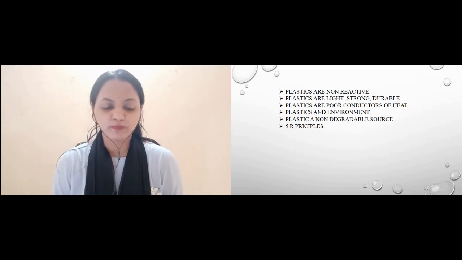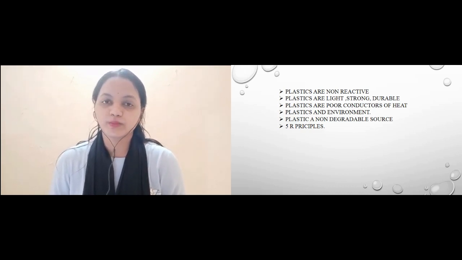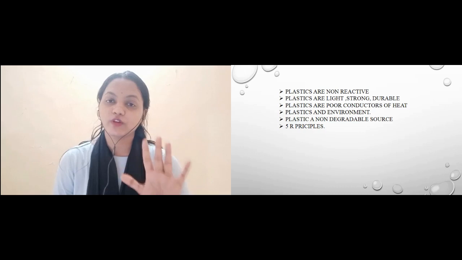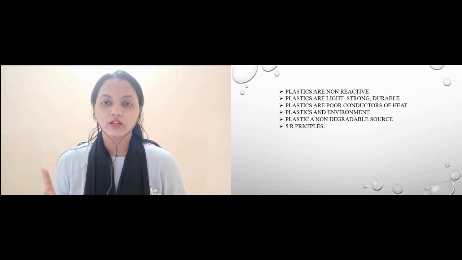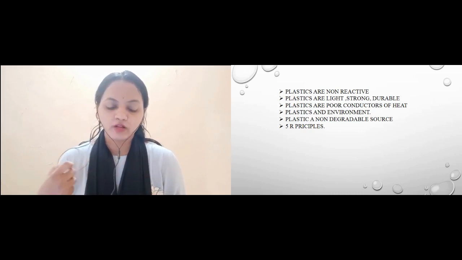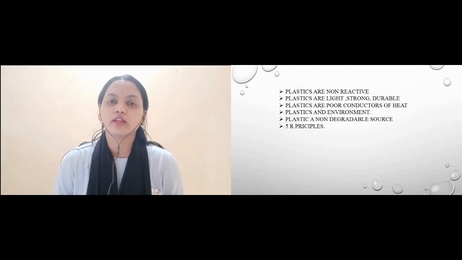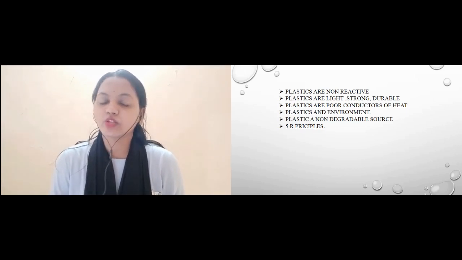So in this slide you would observe that I have written the 5R principles. What are these 5Rs? First is reduce, then recycle, reuse, recover, and refuse. These are the 5Rs which every citizen should follow to protect our earth from the harmful pollution of plastics. Okay, so reduce, that is, reduce the use of plastics.